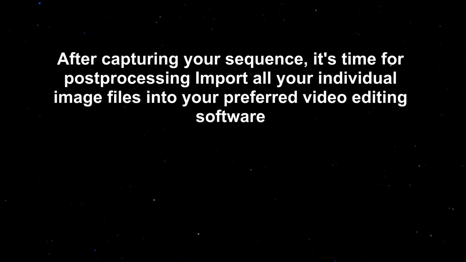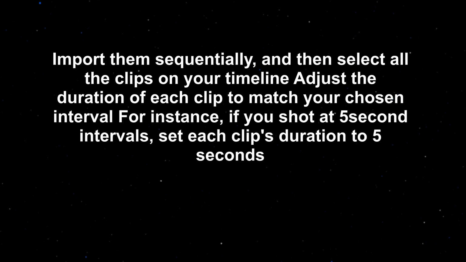After capturing your sequence, it's time for post-processing. Import all your individual image files into your preferred video editing software. Import them sequentially, and then select all the clips on your timeline. Adjust the duration of each clip to match your chosen interval. For instance, if you shot at 5-second intervals, set each clip's duration to 5 seconds.